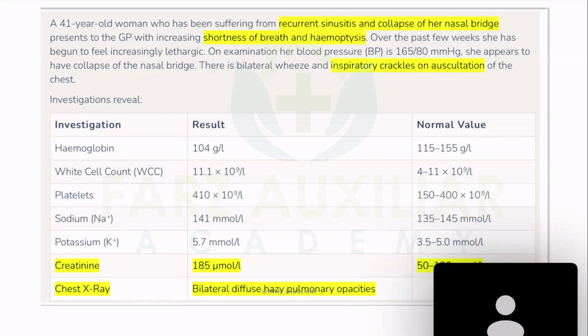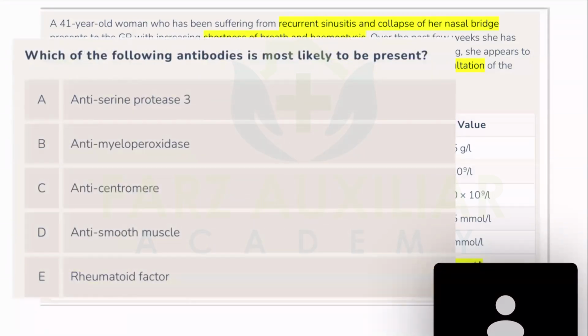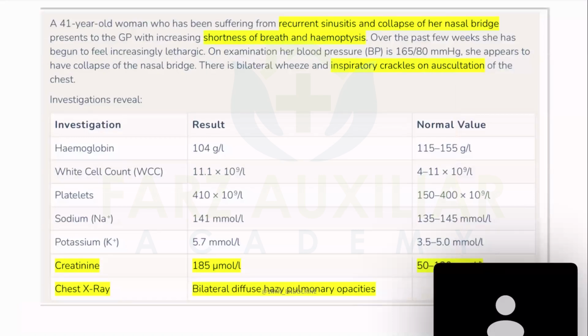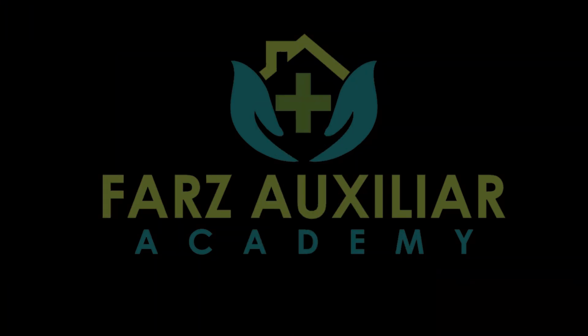I have not shared the options. Everybody, go through this part of the question. These are the options. I think everybody got the diagnosis, that it is Wegener's granulomatosis. There is collapse of the nasal bridge, recurrent sinusitis, recurrent upper respiratory infections, and involvement of the kidney and chest, with bilateral diffuse hazy pulmonary opacities, so pulmonary involvement also, Wegener's granulomatosis.